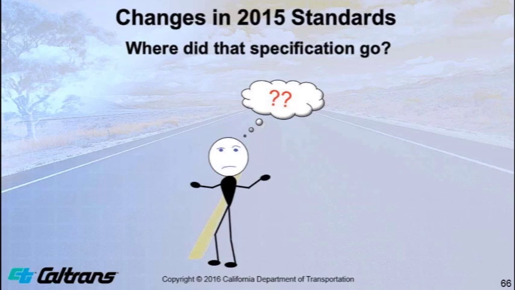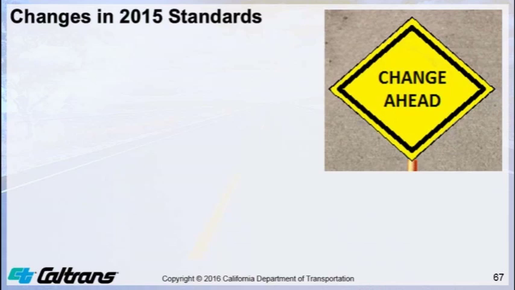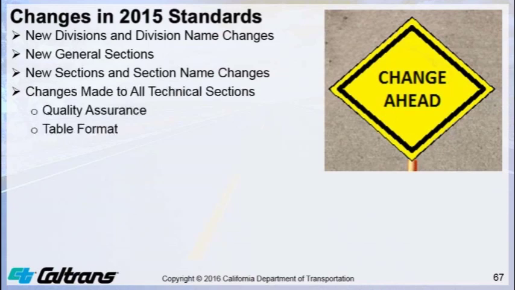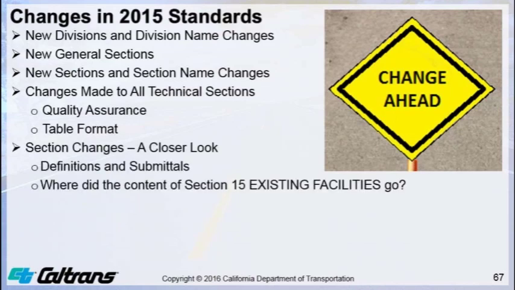Now, let us begin on where did that specification go? The changes in 2015 standard topics that we are going to discuss today are the new divisions and division name changes, new general sections, new sections and section name changes, changes made to all of the technical sections including the quality assurance sections and table formatting.